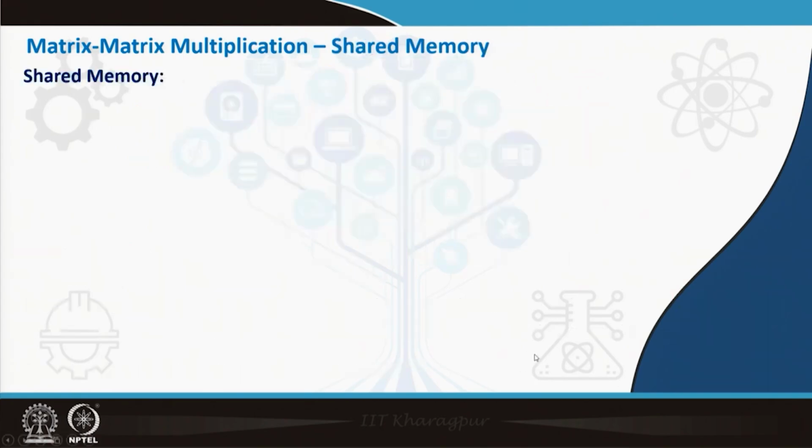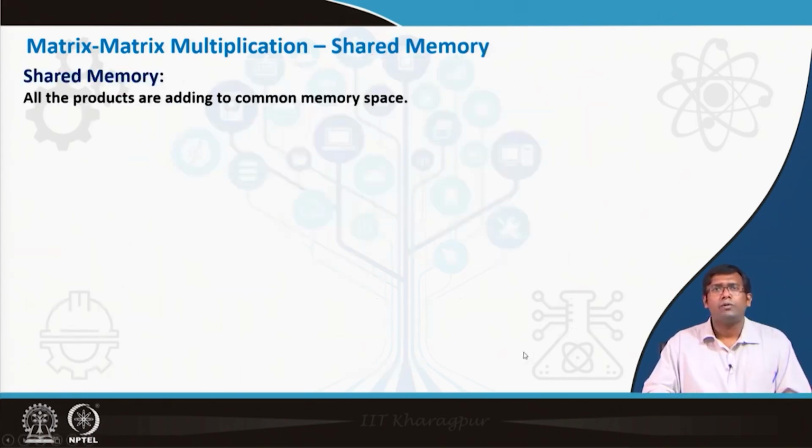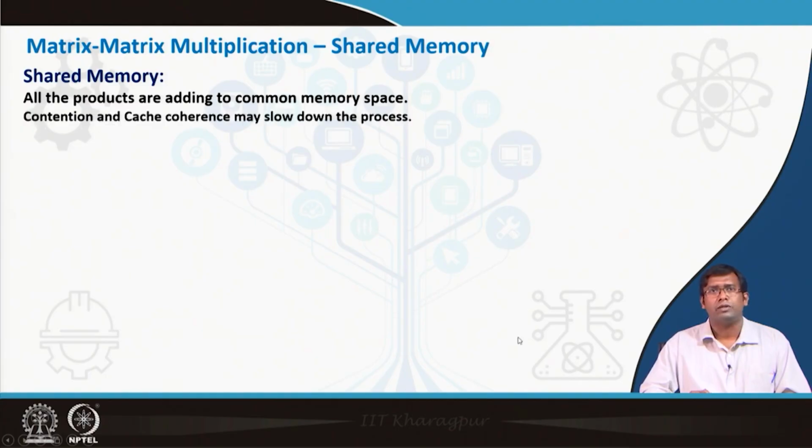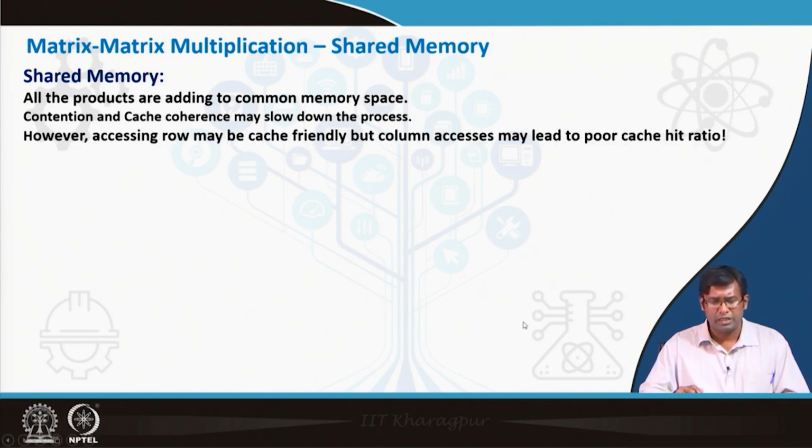And if we think of a shared memory, all the products add to the common memory space, and there can be contention and cache coherence issues, because there will be the same cache lines shared across many processors and they are writing to the same memory space.